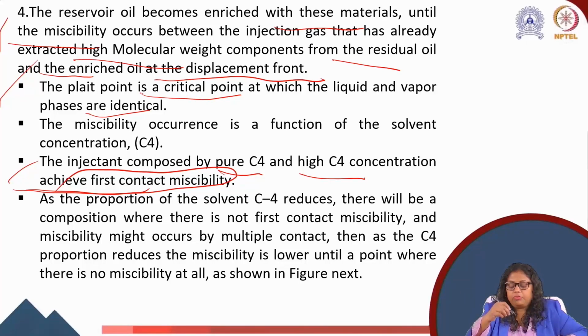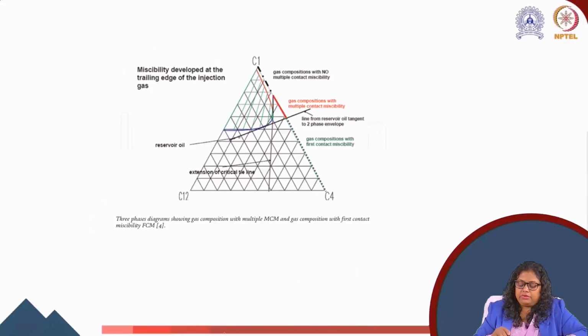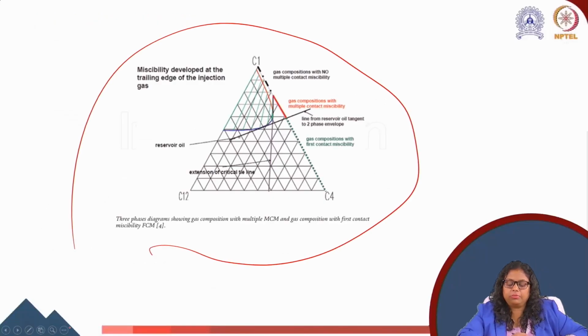As the proportion of the solvent C4 reduces, there will be compositions where there is no first contact miscibility. That means when there is a lighter component injection, there is no first contact miscibility, and the miscibility might occur by multiple contact. Then as the C4 proportion reduces, the miscibility is lower until a point where there is no miscibility at all, and that we are showing in the next figure.